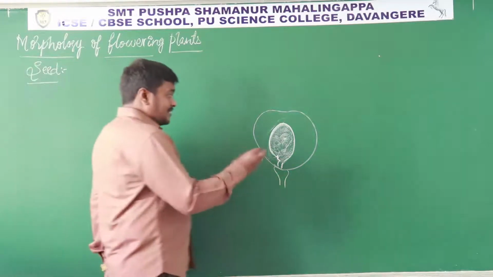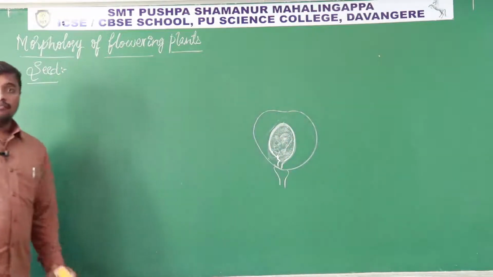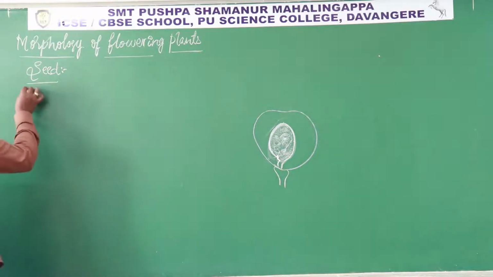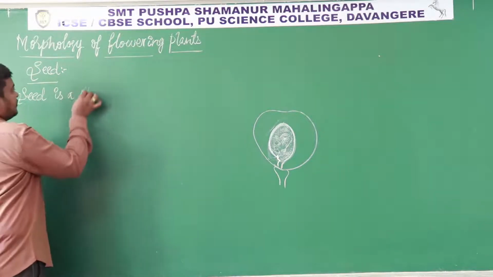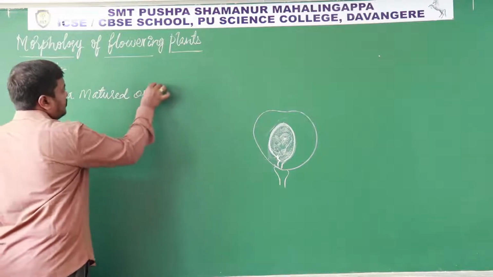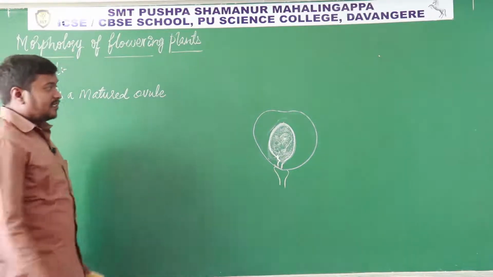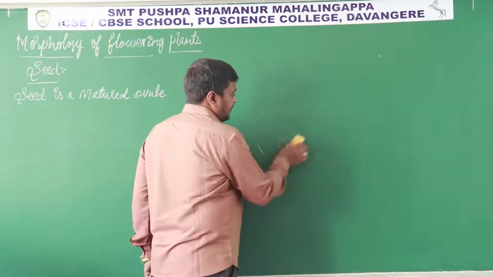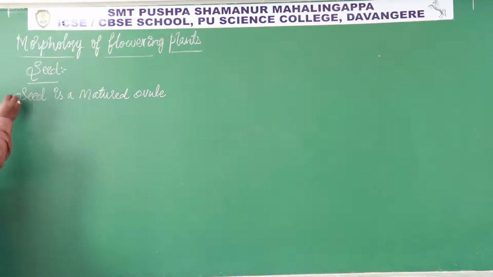Now, what is a seed? A seed is a matured ovule, similar to the definition of a fruit. Fruit is a matured ovary. In the same way, seed is a matured ovule. Seed is for propagation purposes, and the seed is a product of sexual reproduction.